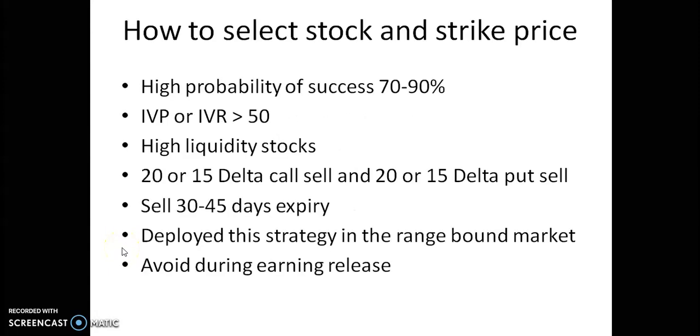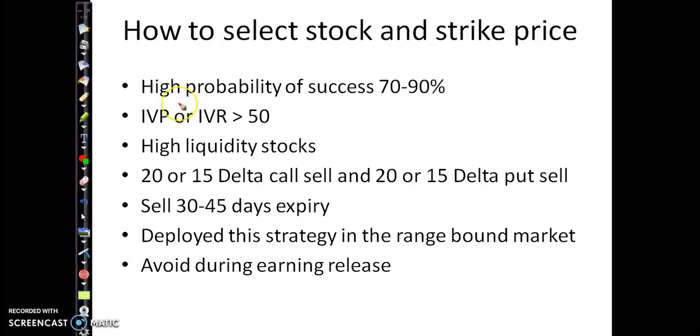So this is the main criteria: how to select a stock and strike price to deploy a short strangle. First criteria is high probability of success, which is 70 to 90% winning probability. And the second criteria is IV rank or IV percentile. IVP means IV percentile, or IVR, implied volatility rank, should be above 50.